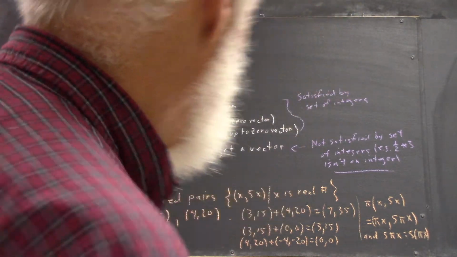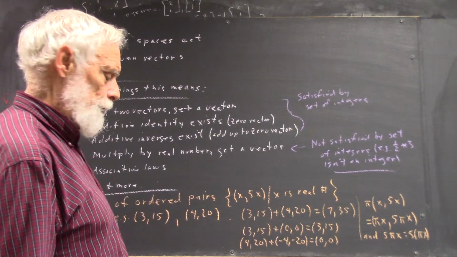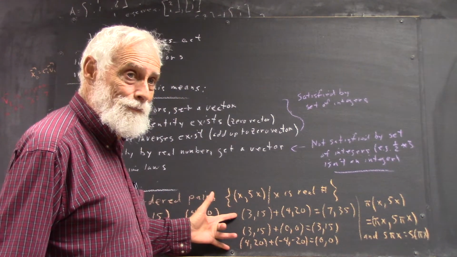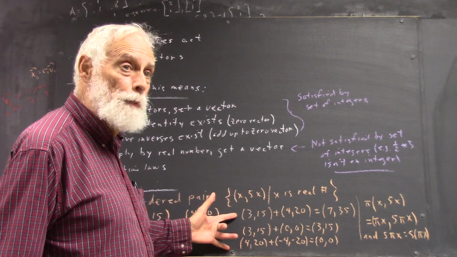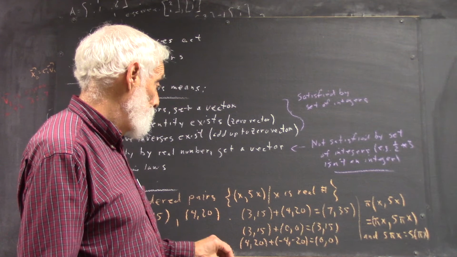Now, you would want to write it out in symbols, and we'll deal with that probably next time. But this helps us understand how these properties are used to test for a vector space. Okay.